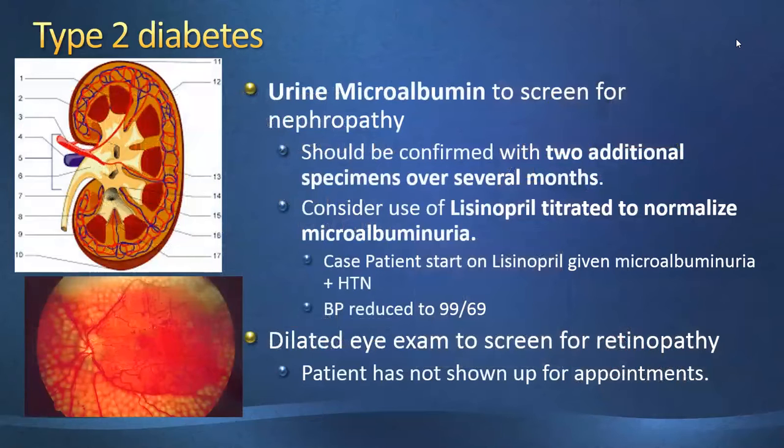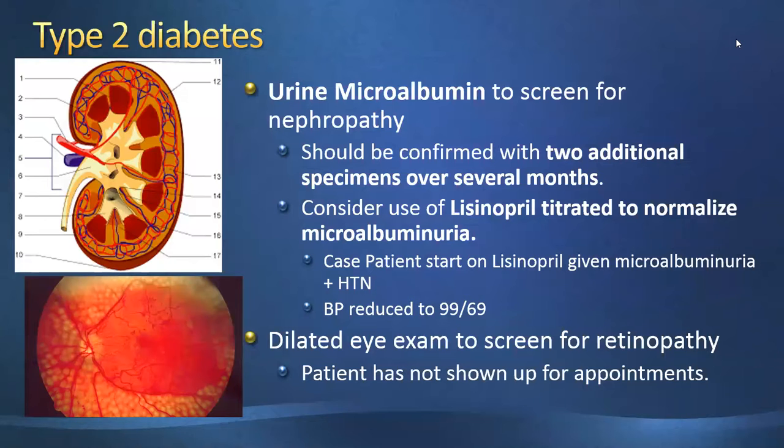So another case, in which this patient had 2 specimens over several months that showed microalbuminuria. So we did start lisinopril in this patient. And also, of course, they had the hypertension. So we were kind of going for a double, two things with, what am I trying to say? Something with 2 stones. That one. 2 birds with 1 stone.